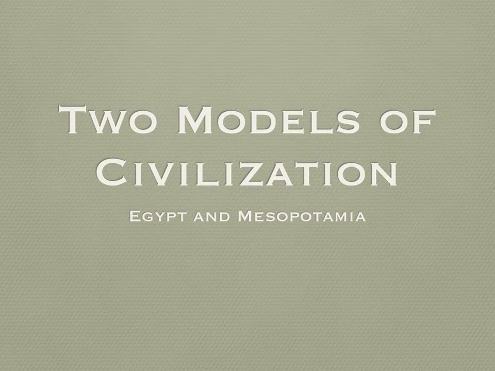Two models of civilization, Egypt and Mesopotamia. What we're going to be doing today is just taking a quick look at some of the most significant characteristics and differences between the ancient civilizations of Egypt and Mesopotamia, or the Sumerian civilization at this early point in time.